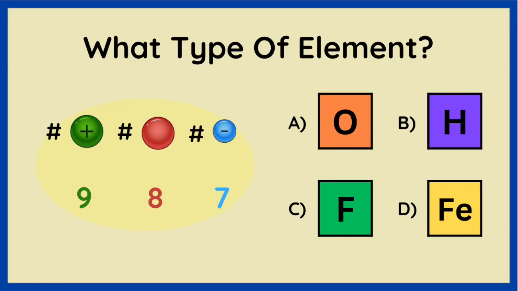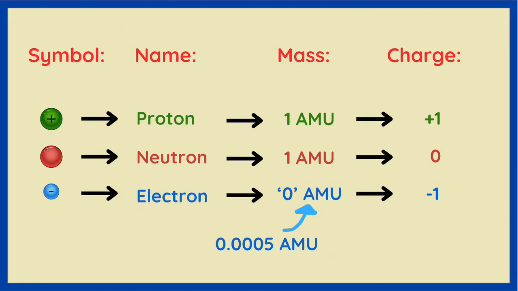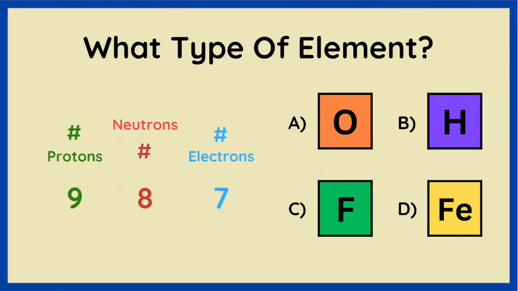What type of element is represented by this combination of subatomic particles? O, H, F, or Fe. The subatomic particles are protons, electrons, and neutrons, all of which have a certain mass and charge. So we have 9 protons, 8 neutrons, and 7 electrons.